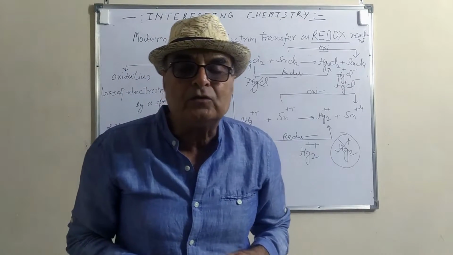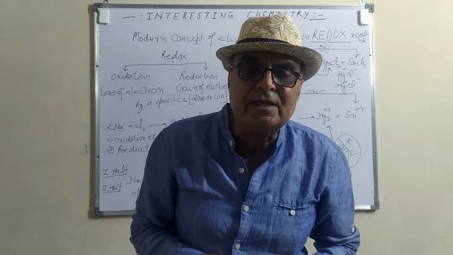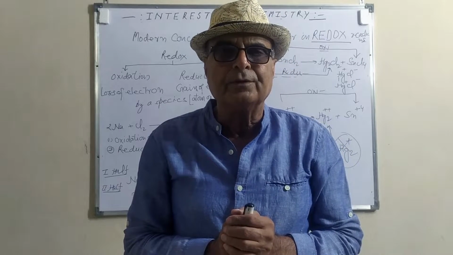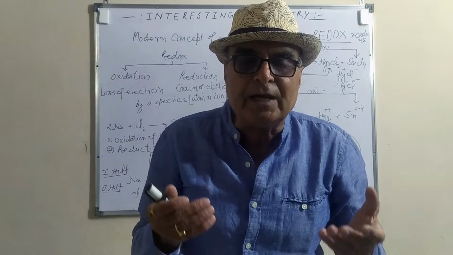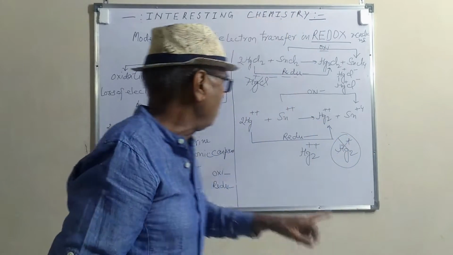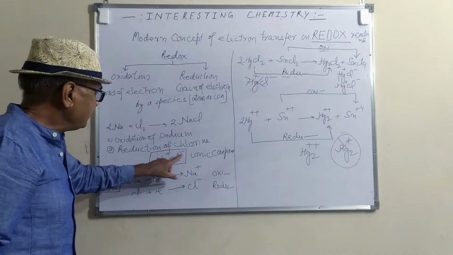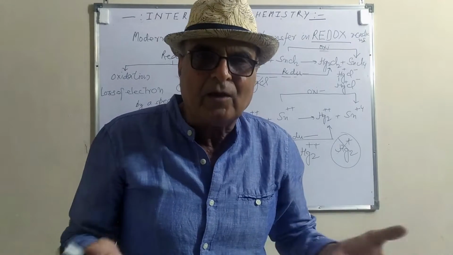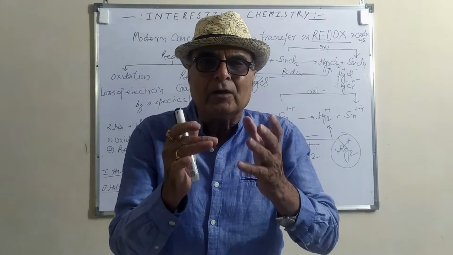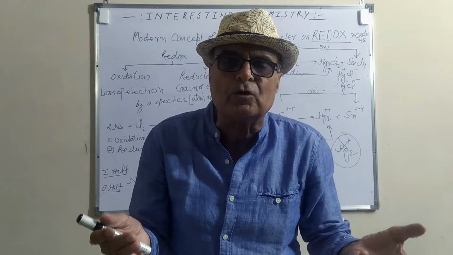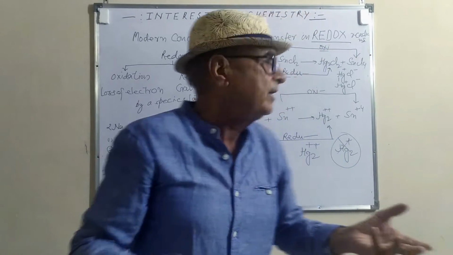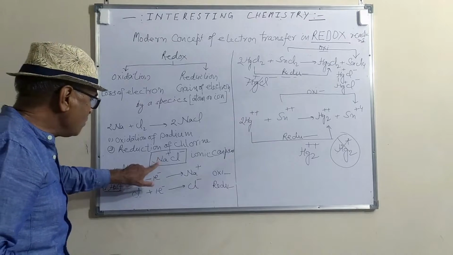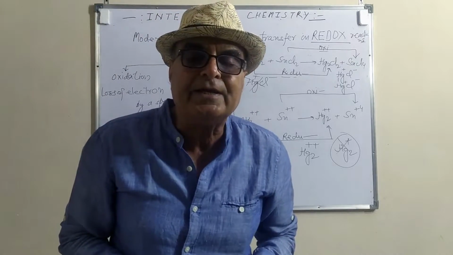But according to our knowledge, NaCl is an ionic compound. The stability of NaCl is due to the presence of Na positive ion and Cl negative ion. All the ionic compounds are found in the form of ions, positive and negative, cations or anions. So how is the formation of Na positive possible?